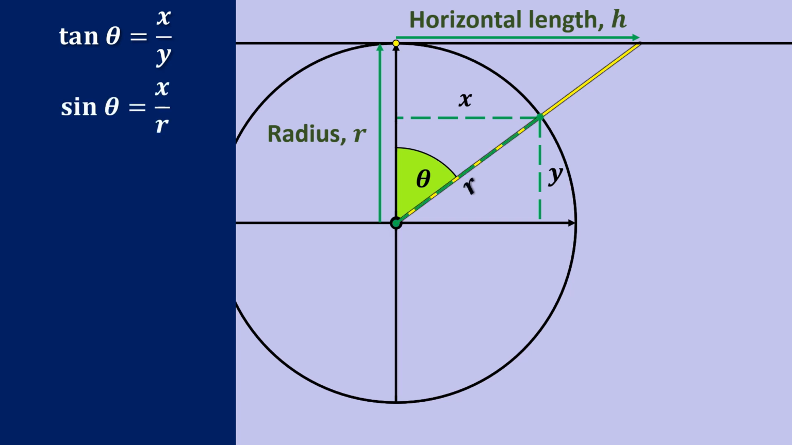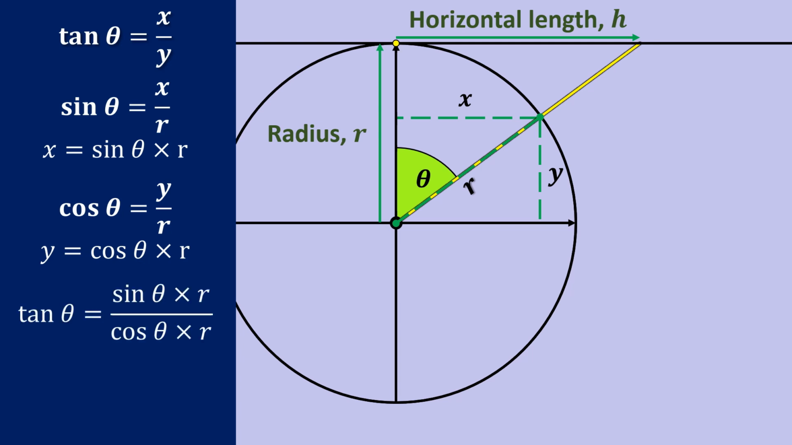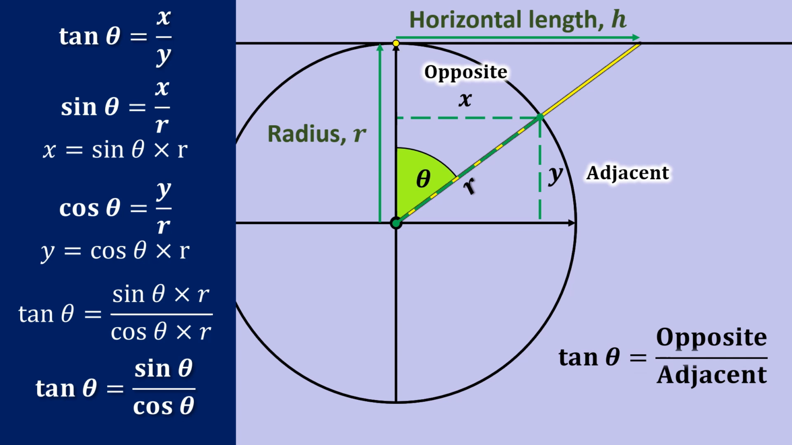The sine of the same angle is x over the radius. So x is equal to the sine times the radius. On the other hand, the cosine of the same angle is y over the radius. So y is equal to the cosine times the radius. This shows that the tangent of an angle is equal to the sine divided by the cosine of the same angle. In other words, this is the opposite side of the angle divided by the adjacent side.